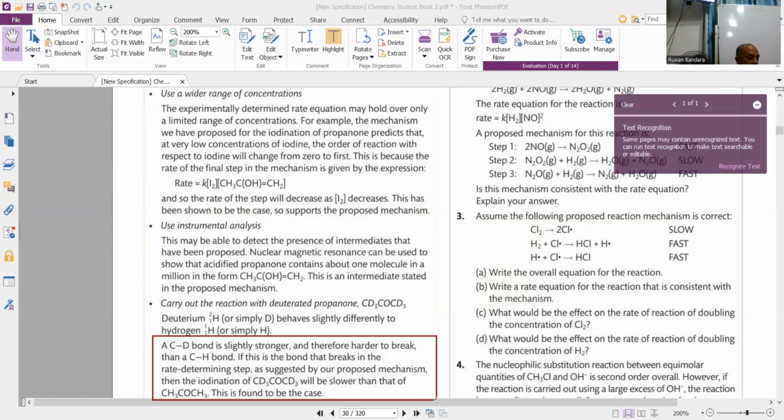Now in the mechanism, we can check whether the proposed mechanism is correct or wrong by using these methods. For that, again, we check the rate equation, which is in the slow step. For that, you can use different concentrations, as I told you, keeping one constant and changing the other. Then instrumental analysis: we analyze the intermediate product that forms. Or else you can use an isotope of hydrogen instead of hydrogen, and check whether it's there or not.